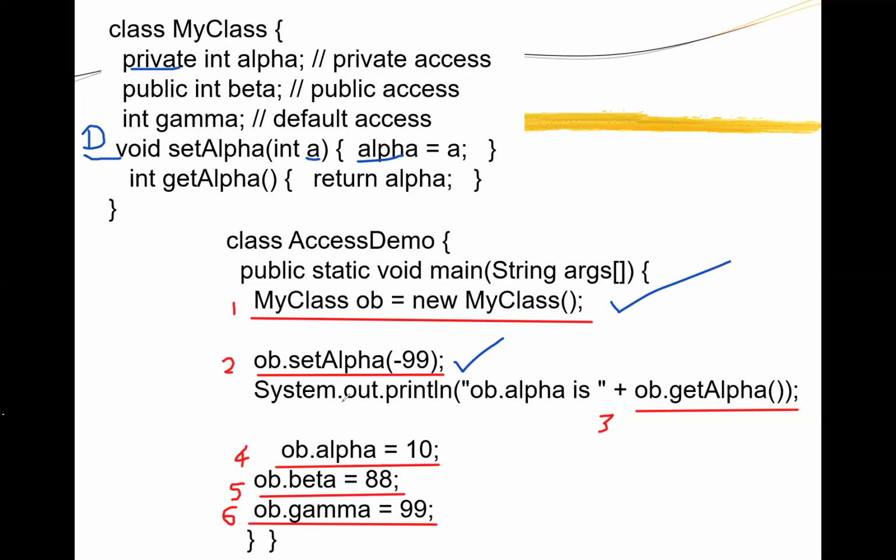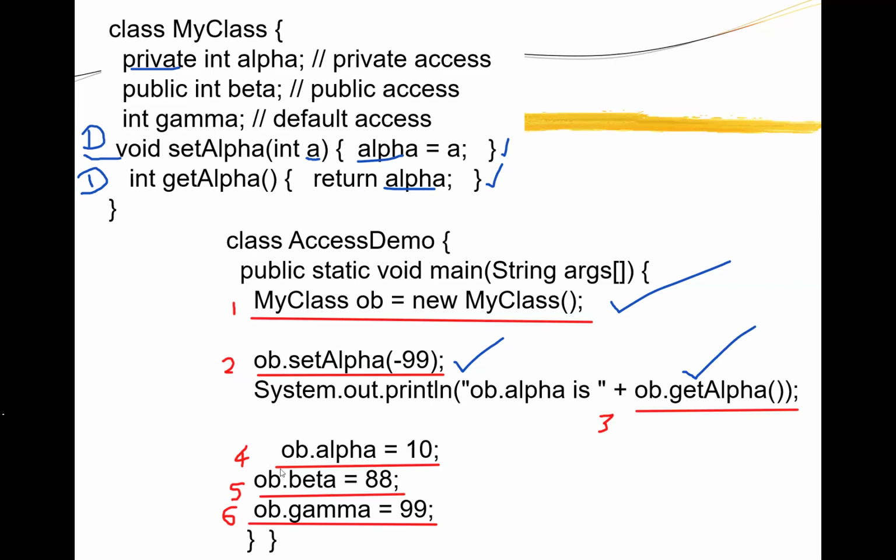Right. Then we have another statement: System.out.println of ob.alpha is ob.getAlpha. Then you are trying to call the getAlpha method. The getAlpha method also has default access. Same default access, same package, no worries. Then you can call the getAlpha method. Inside the getAlpha method, you return the value of the alpha variable. The getAlpha method is declared inside MyClass, so it can access the alpha variable though it is private. So it can return the alpha variable. Therefore it won't be an issue. You would be able to read the alpha variable value, so this will also work fine.